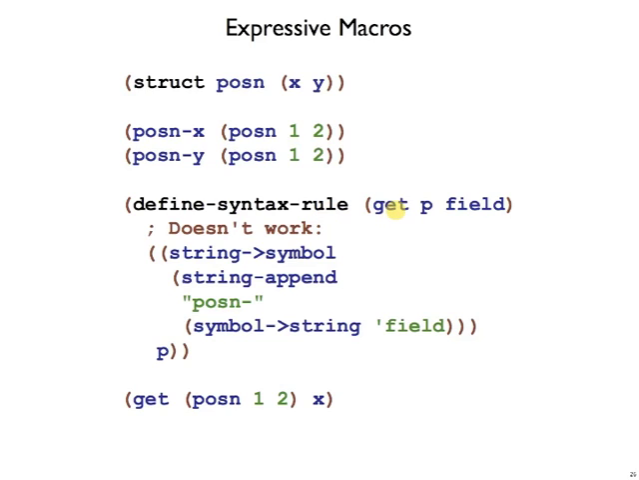We can match on get with some posn expression and a field, and then we can write some code here that tries to take that field as a symbol and turn it into another symbol, but define-syntax-rule will replace the get expression with exactly this expression. So we'll end up computing a symbol here and then trying to apply a symbol to a posn, and that just won't work. We need the symbol to be computed at compile time and put in place in the expression that comes in the expansion of get.